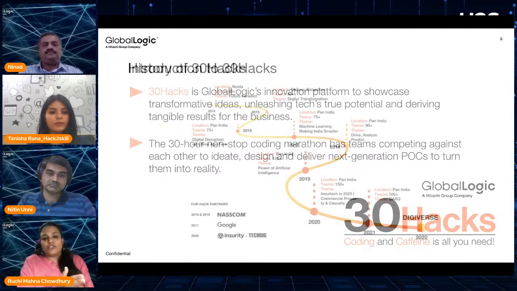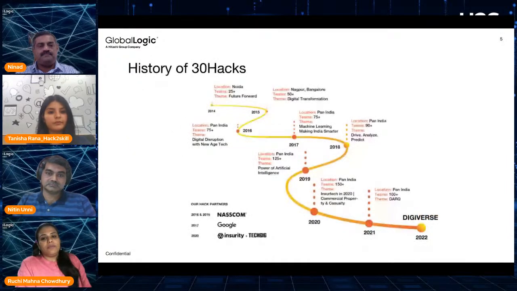What is really the history of 30 Hacks? For anybody who doesn't know, like I said, we started a few years back. So 2014 is when we did our first hackathon. Then to now, we've really experimented with a lot of tech.